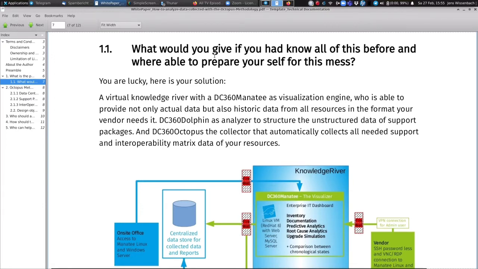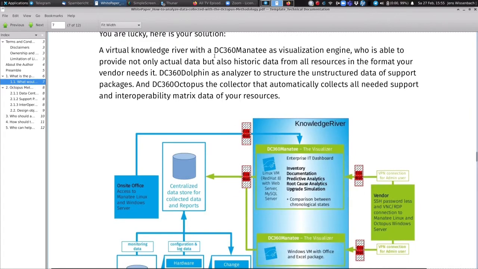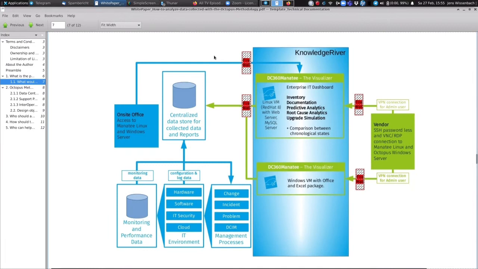So our recommendation and our approach to this type of situation is this setup. On one side we have the customer infrastructure. Everything that's blue is owned by the customer.